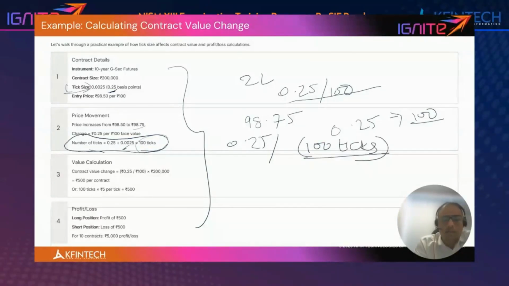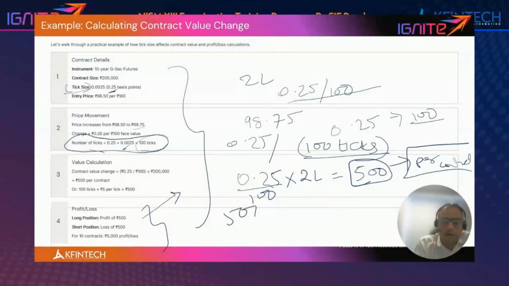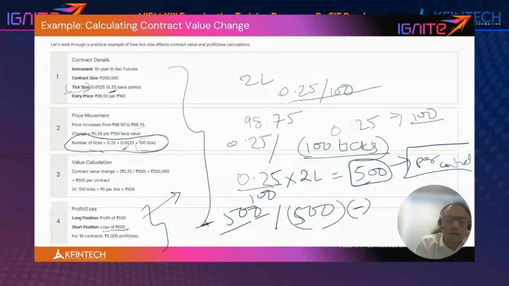Now the value calculation: how much the contract value will change in rupee terms. Now 0.25 basis point means 0.25 upon 100 into 2 lakhs, which gives us 500 per contract. So the long position will benefit by rupees 500 if the price moves 0.25, and the short position will have a loss of 500. So a 0.25 tick in the price will result in a rupee 500 profit for the purchaser and a 500 loss for the seller.